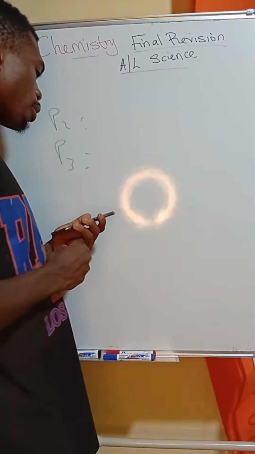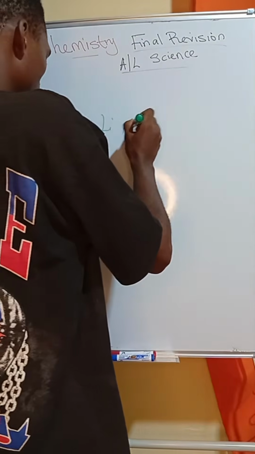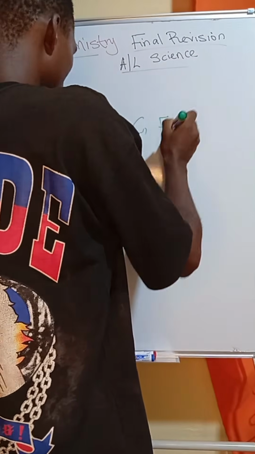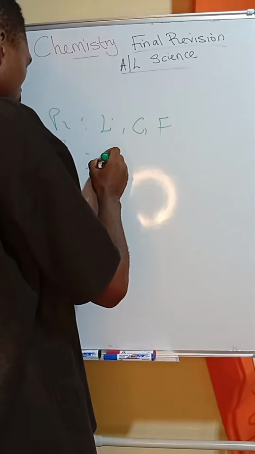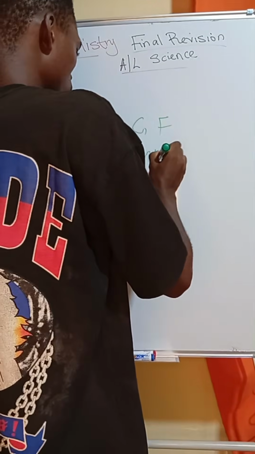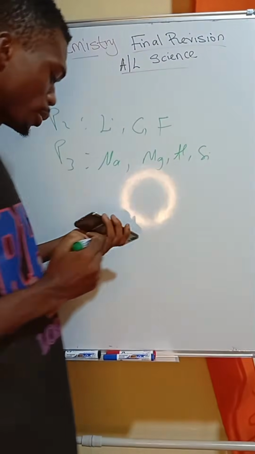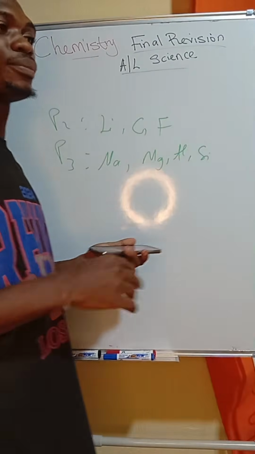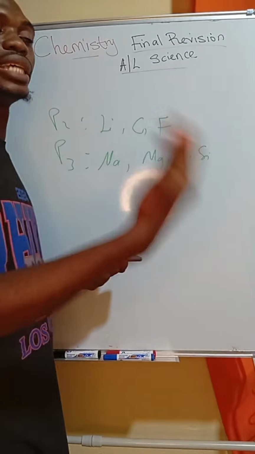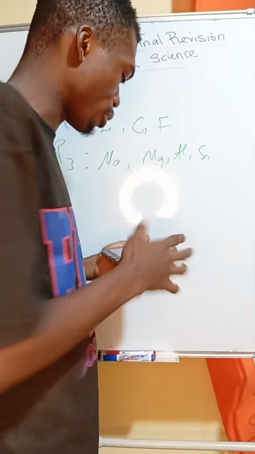Now, those in period 2, we have lithium. Lithium is in period 2. Carbon is in period 2. And then fluorine. Yes, then those in period 3, we have sodium. We have magnesium. We have aluminium and silicon. And that's all. We move on now to the next. And then, how do you know elements on the same period on the periodic table? The number of shells tells you the number of periods.